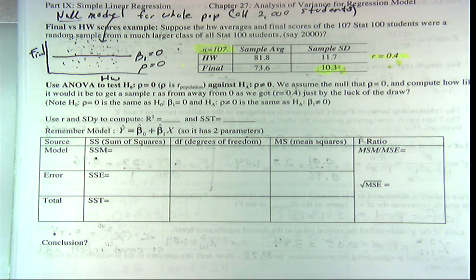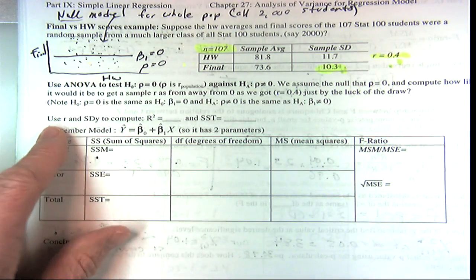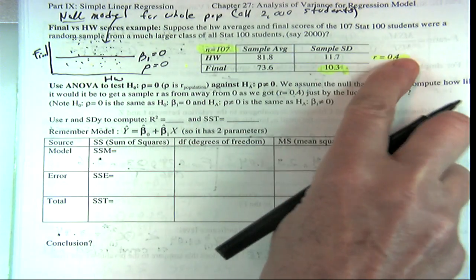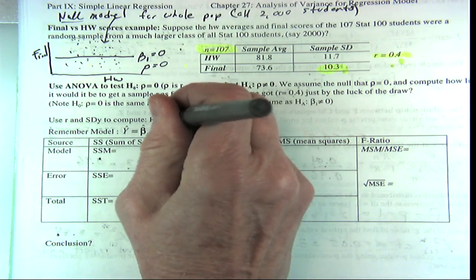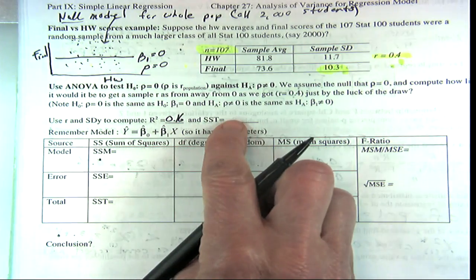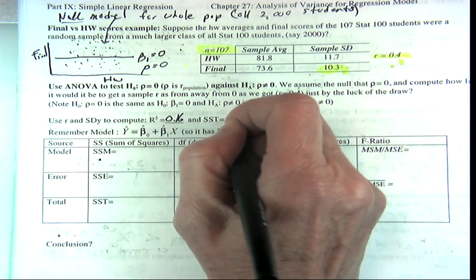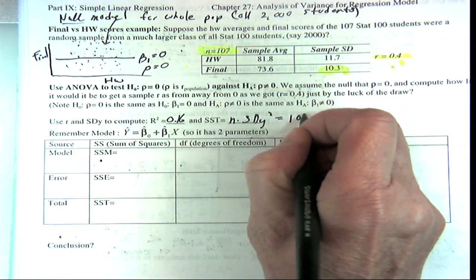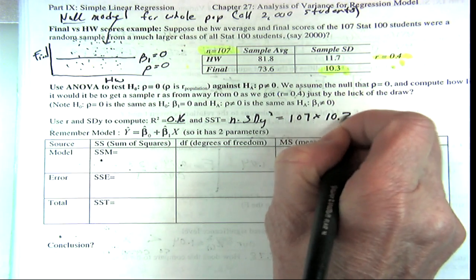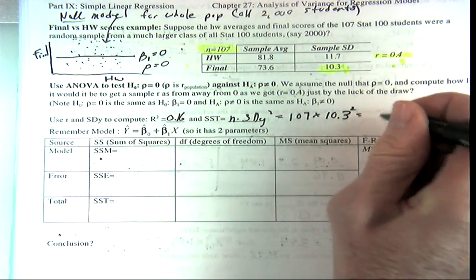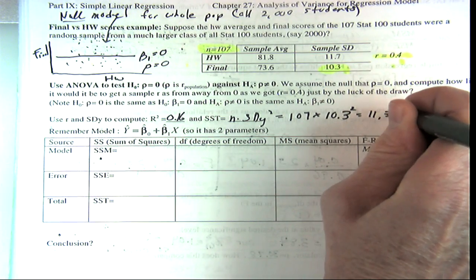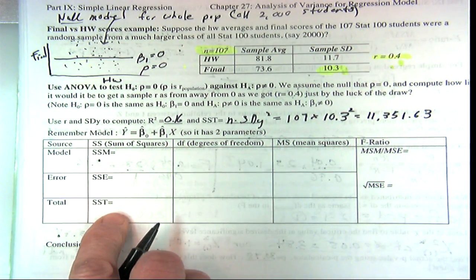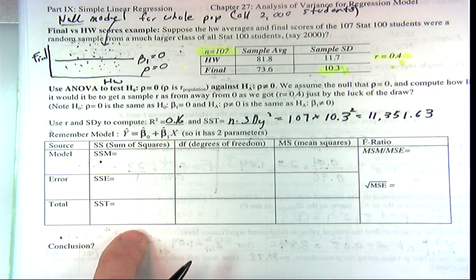All right, so let's look at this. So use R and SDY to compute this, all right? So R squared is going to be 0.4 squared. And SST, do you remember that? That's just n times SDY squared. So that's going to be our 107 times 10.3 squared. And this is a big number. This is 11,351.63.